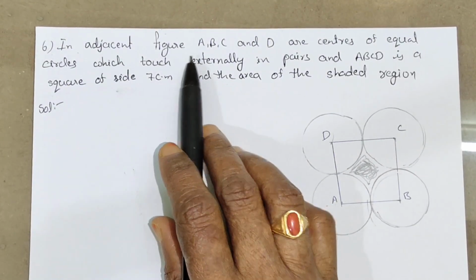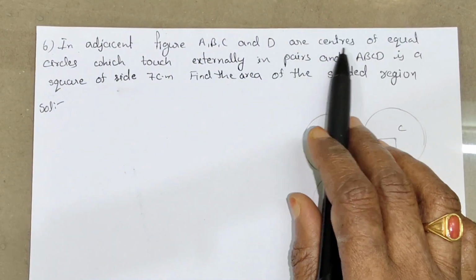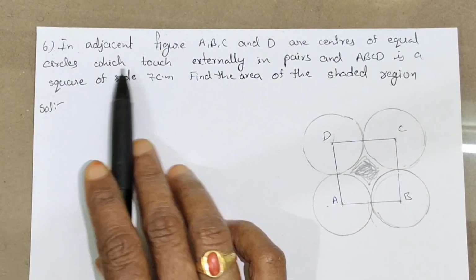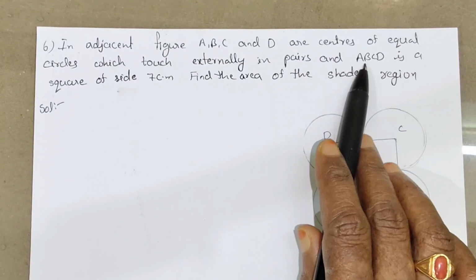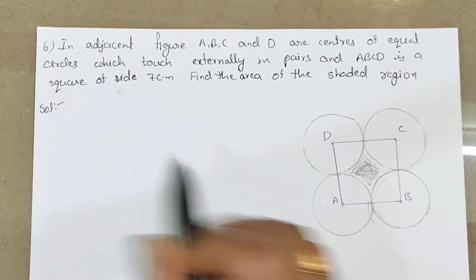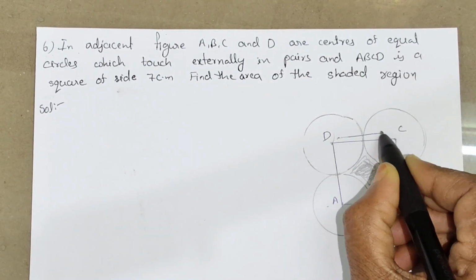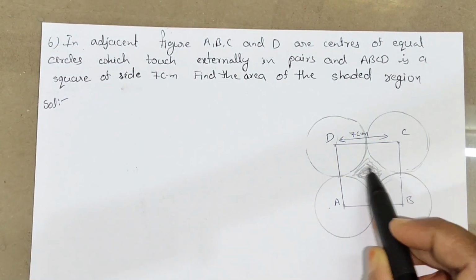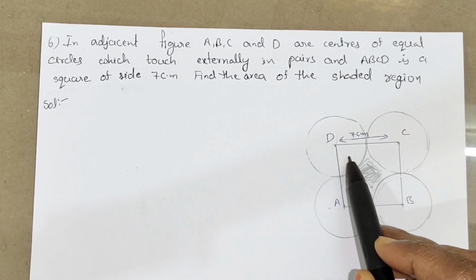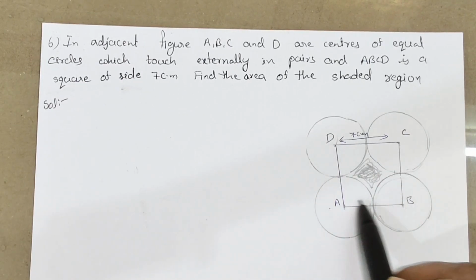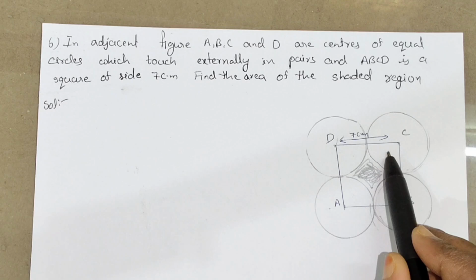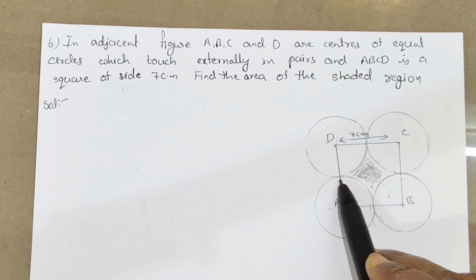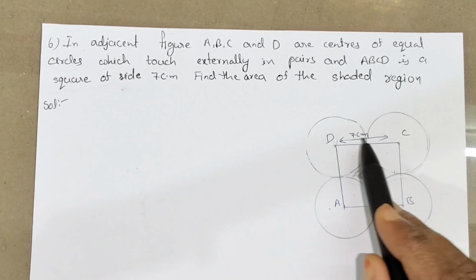In the adjacent figure, A, B, C and D are centers of the equal circles, so these are the 4 centers, which touch externally in pairs, and ABCD is a square of side 7 centimeters. Suppose these 4 sides are 7 centimeters. Find the area of the shaded region. First we find the square area. Next we find the area of the 4 quarter circles, add them, and subtract the square area. Then we find the shaded area.